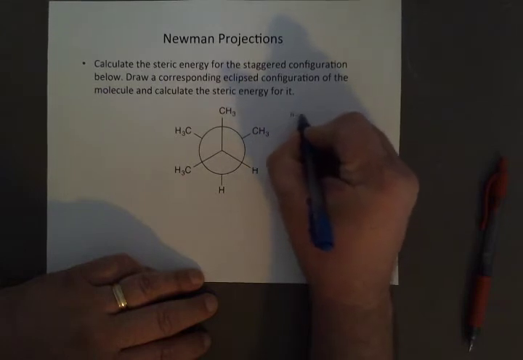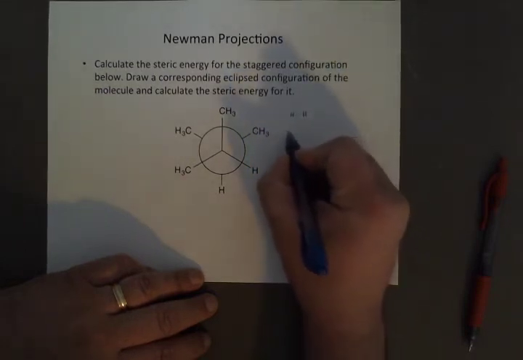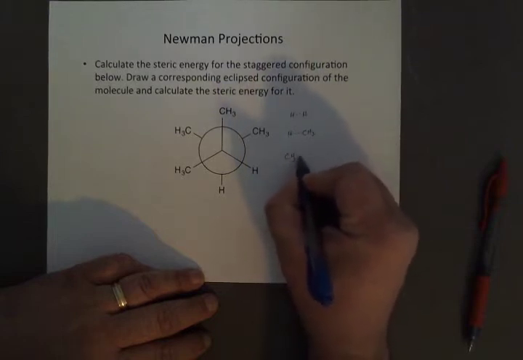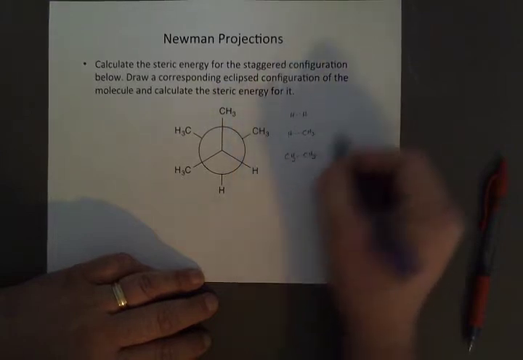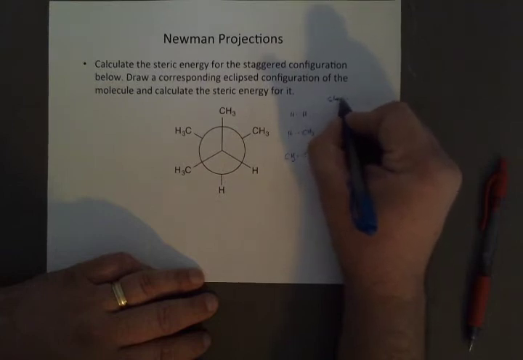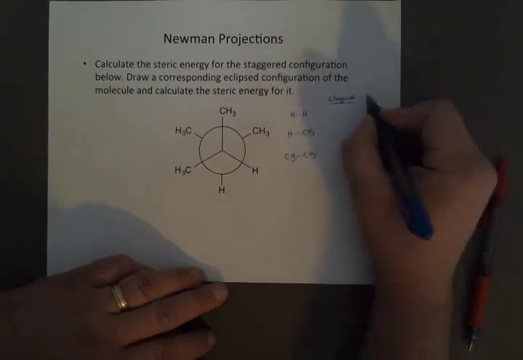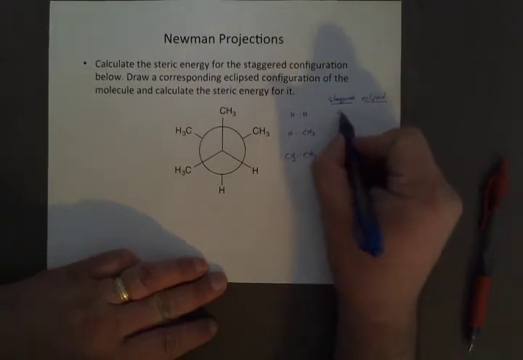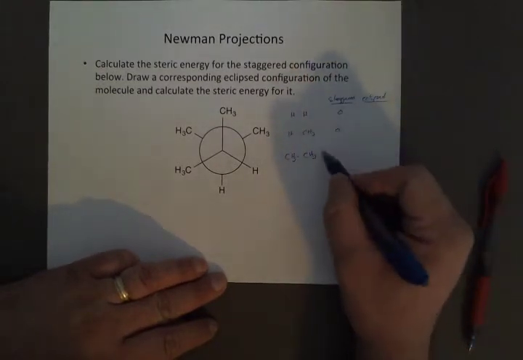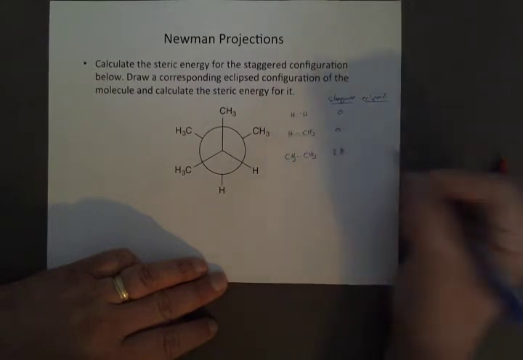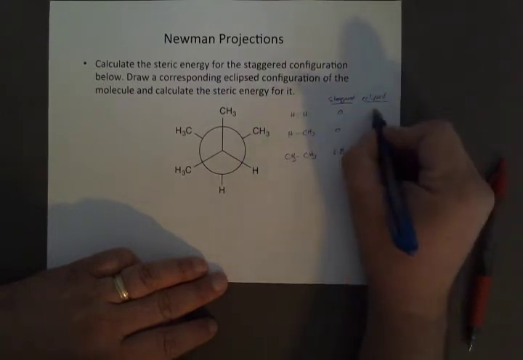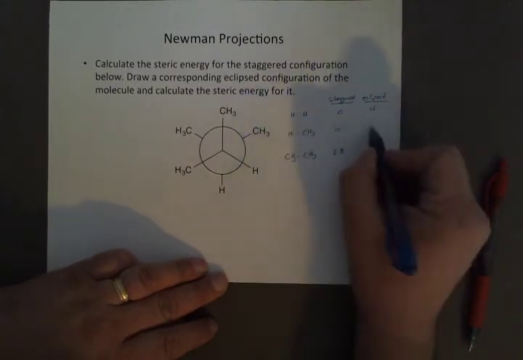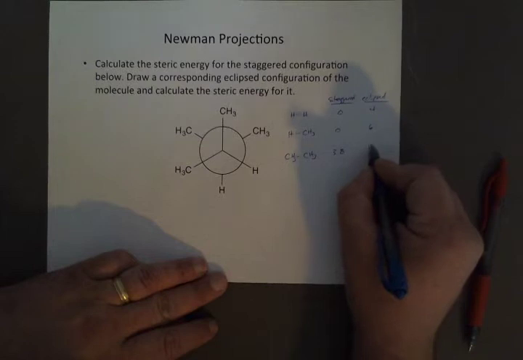So you have H with H, H with CH3, and CH3 with CH3. If you have a staggered versus an eclipsed version, for staggered, each one of these is worth 0, but CH3 with CH3 is worth 3.8. And for eclipsed, this is worth 4, this is worth 6, and that's worth 11.